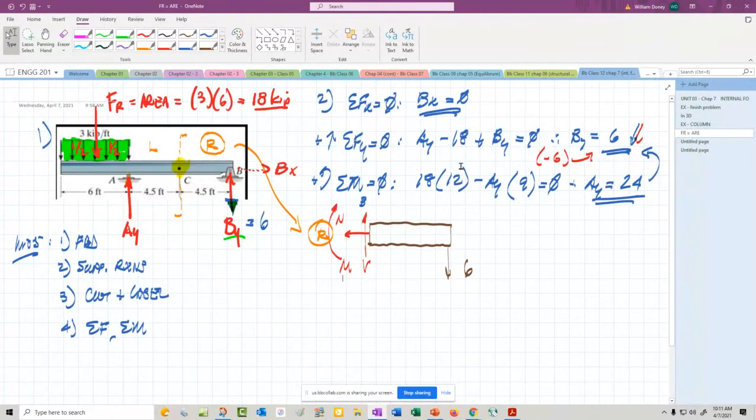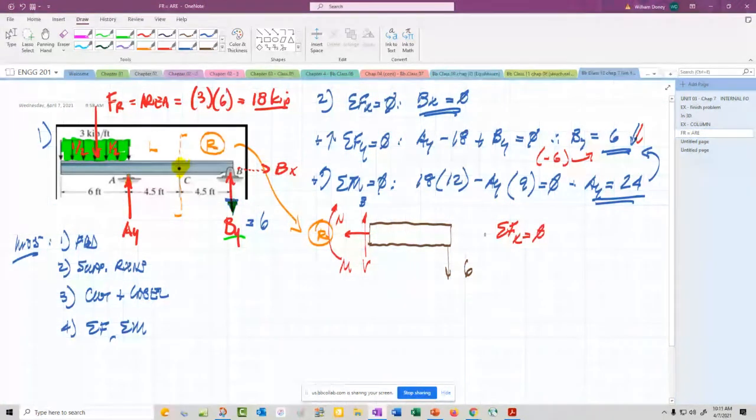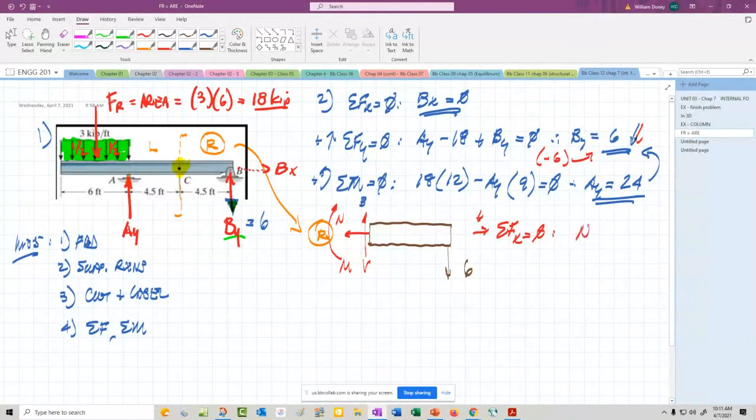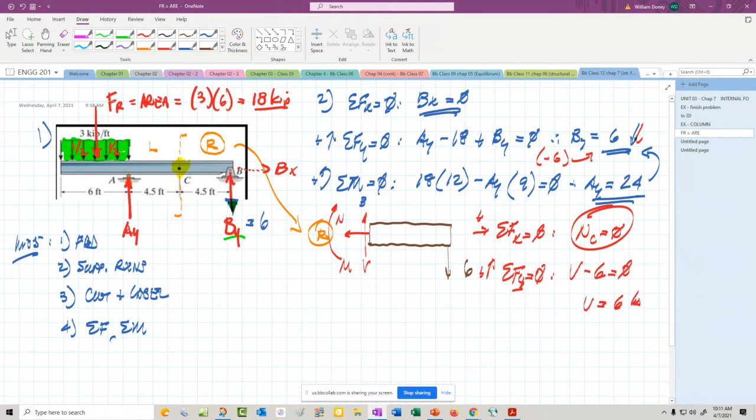And at this point, we just, again, sum forces, sum moments. So I sum forces in the x equal to 0, positive to the right. I get the normal at C equals 0. Positive up, summing forces in the y equal to 0. Shear up, minus 6 down equals 0, means shear equals 6. What are we? Kips. And it's up direction. Again, it doesn't matter because on the other side the cut is down.